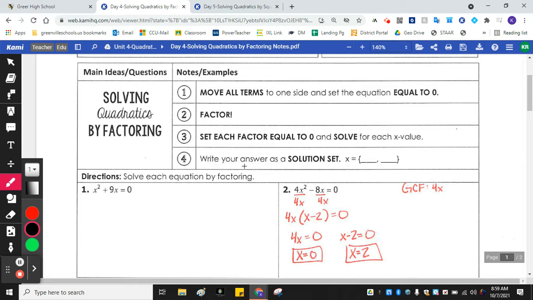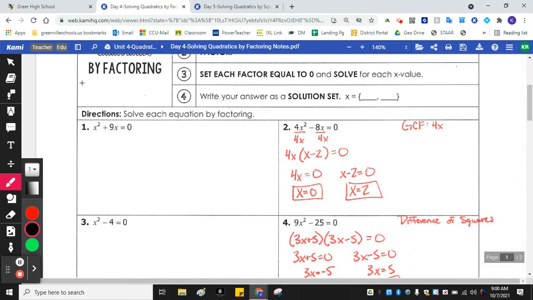Solving quadratics by factoring is the whole reason we learned how to factor or reviewed how to factor. First off, you want to set your equation equal to 0, factor it, set each factor equal to 0, and solve for both factors. So factoring, it's already set equal to 0, so I could jump straight to factoring.